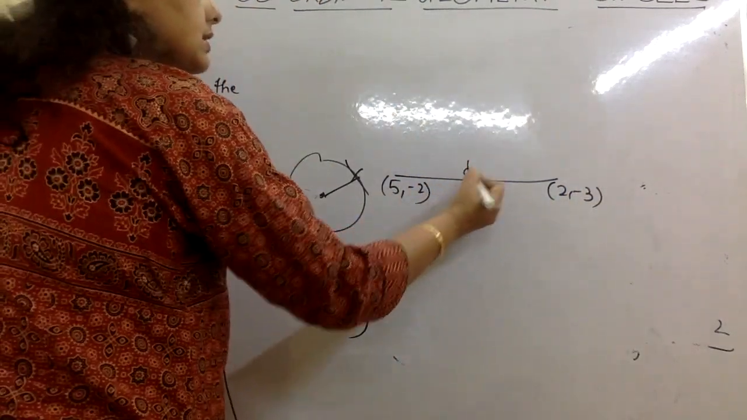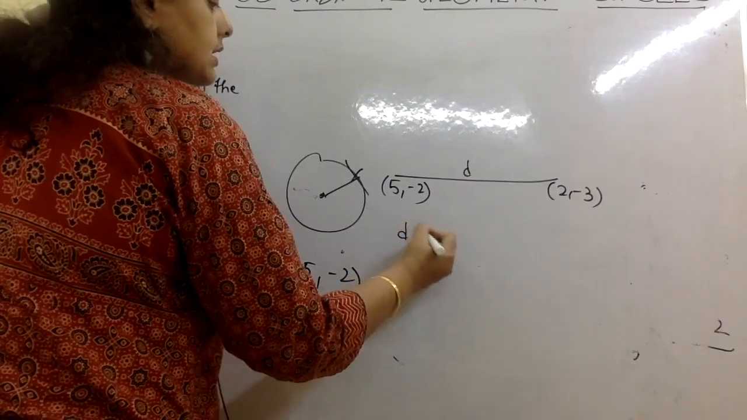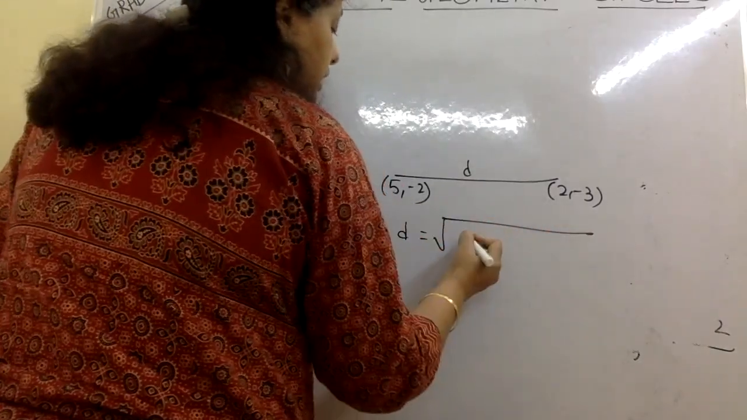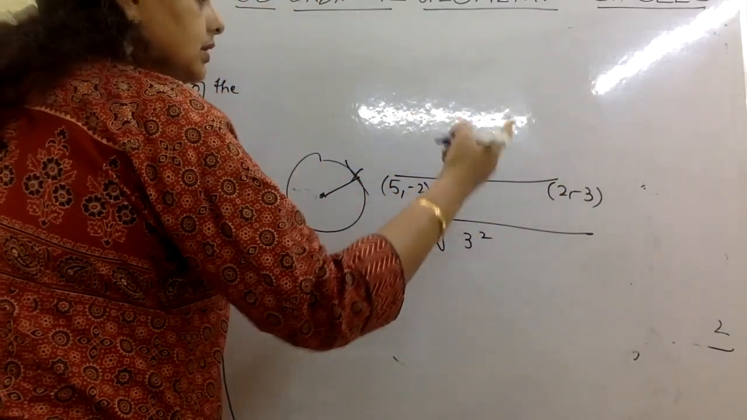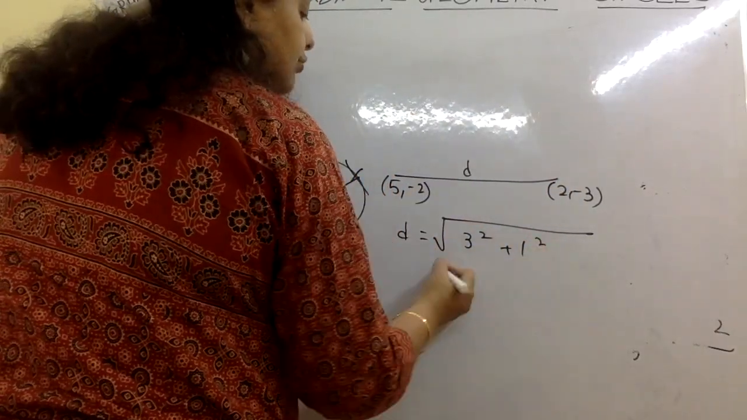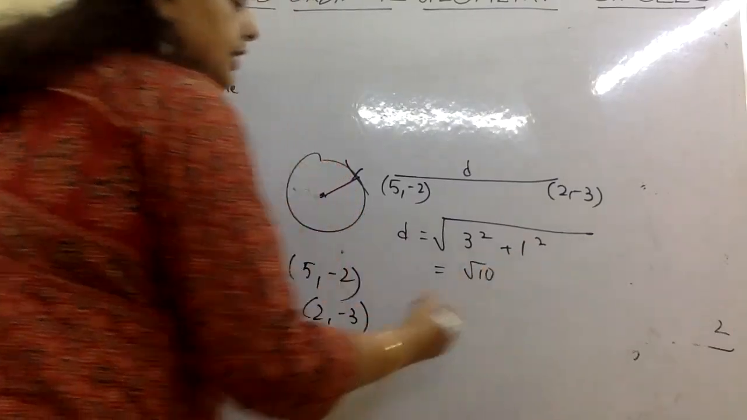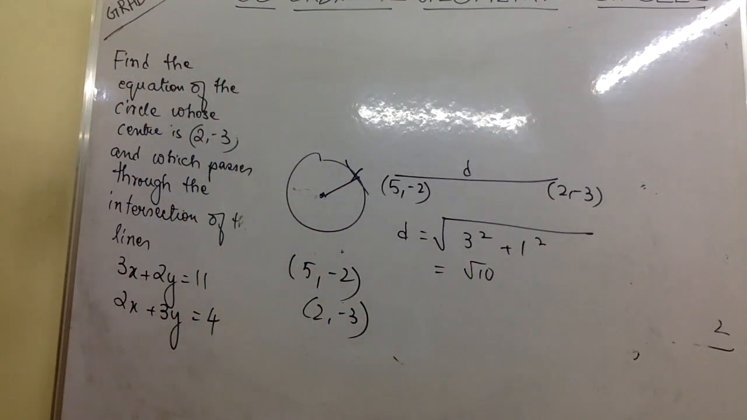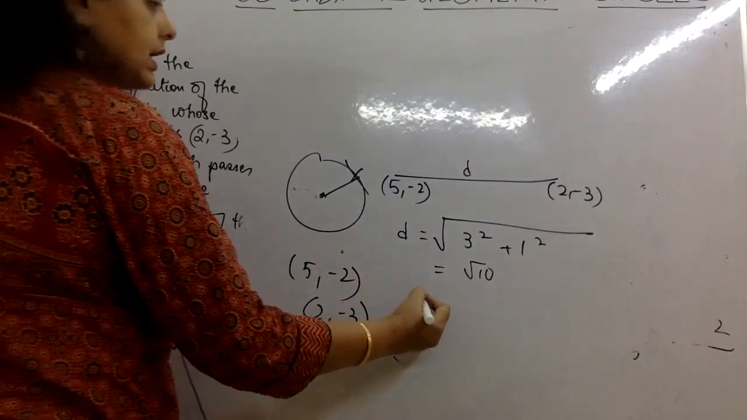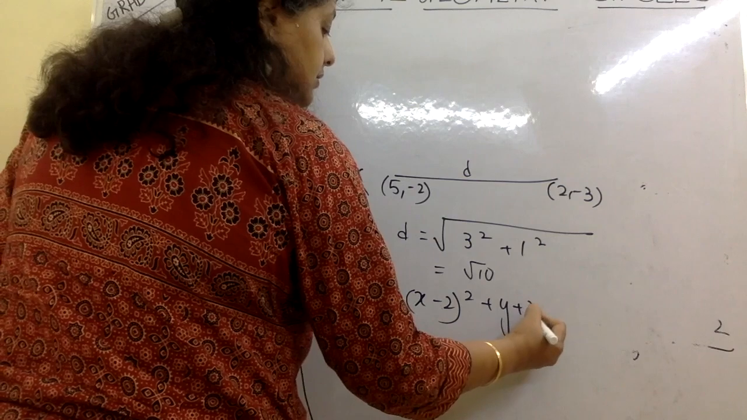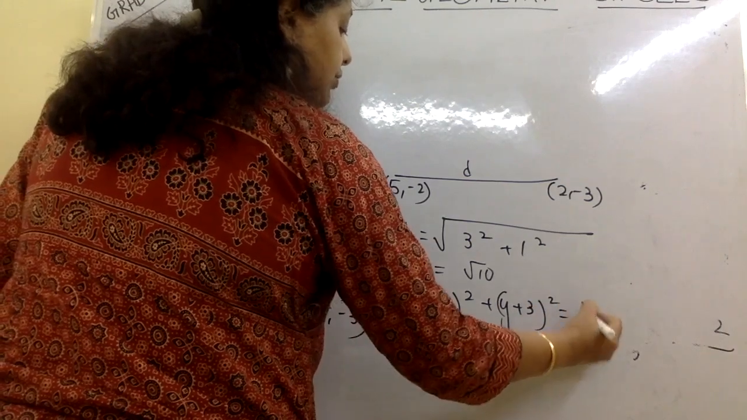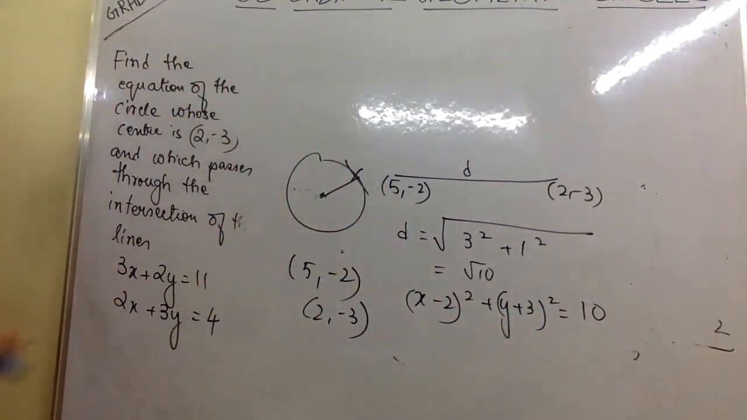So here this distance, which is equal to the radius, is equal to root over, I can see a 3 square and minus 2 plus 3, which is a 1. 1 square, 9 plus 1, root over 10. Okay, so I get a root over 10. Now I will put everything in the formula. (x minus 2) square plus (y plus 3) square is equal to 10. Okay, this is my formula.